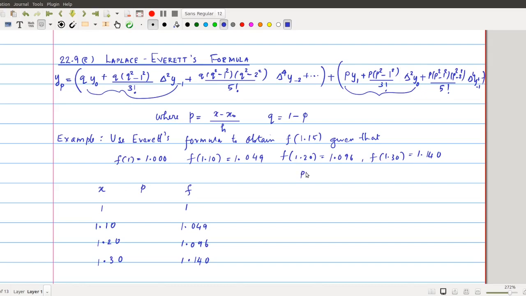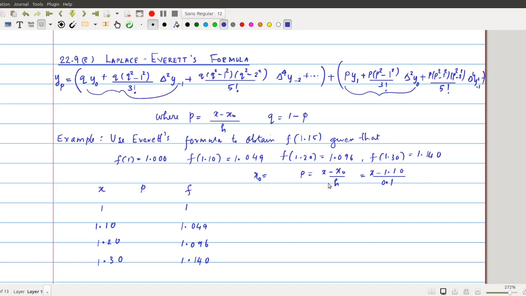What is p? By definition, p is equal to x minus x naught divided by h. First we have to set x naught. We need to find the value at 1.15, which is in between 1.10 and 1.20. So 1.10 is to be selected as x naught. So we write x naught is equal to 1.10, and h is equal to the length of the interval, that is 0.1.